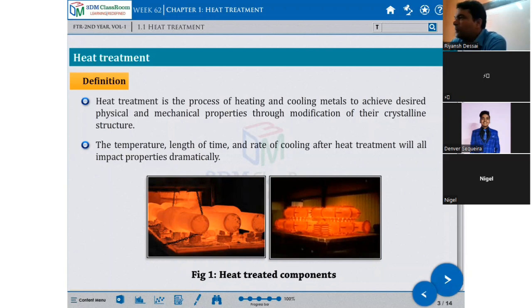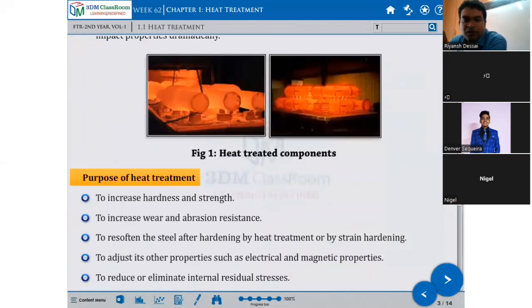So these are very important. Heating, then you hold it at some temperature, that is soaking time, then how you allow it to cool. Rapid cooling, quick cooling, slow cooling: based on this, the internal crystalline structure is modified. So basically the finished products, you keep them for the heat, and then you do the cooling.